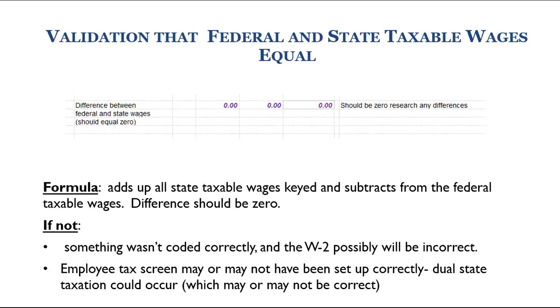The final validation on the monthly tab for each pay date is the validation between your federal taxable wage total and your state taxable wage total. These amounts should match. One of the reasons federal and state taxable wages can be off from one another is if you have not marked someone's tax screen with a certificate of non-resident for Virginia. The result will be dual taxation. If this is not corrected before year end, the employee will need to file taxes in both Virginia and their state of residence.